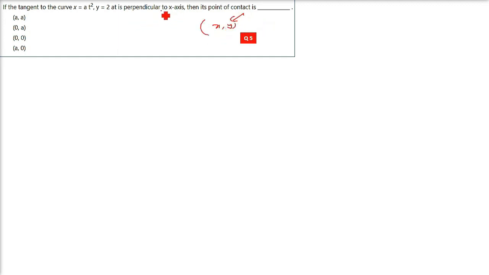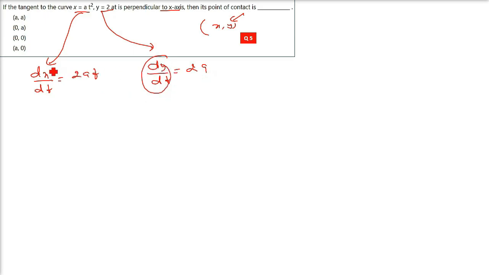We will talk about parallel to the x-axis later; first, perpendicular to the x-axis. First we will find dy by dx. For that we need dx by dt here. It will be 2at. This dy by dt is going to be 2a. So in order to get dy by dx, just divide these two, dy by dt divided by dx by dt. What are you going to get? It's 2a by 2at, so you'll get 1 by t. And this 1 by t is dy by dx, which is the slope.